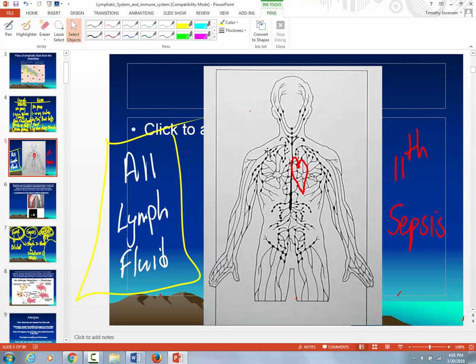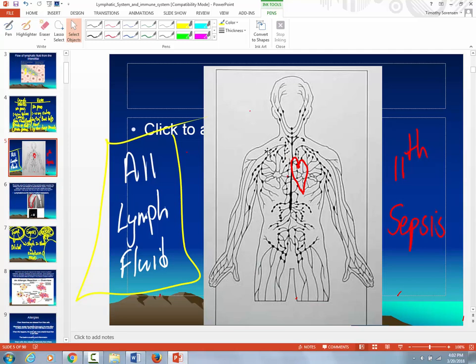Watch. If the infection gets really bad, where are the nearest lymph nodes? On your armpit. The axillary lymph nodes. So would it be appropriate for a doctor to palpate your axillary lymph nodes if you had an infection in your hand? Yes. Would it be appropriate for a doctor to palpate your inguinal lymph nodes if you had an infection in your hand? No. Time to get a new doctor.